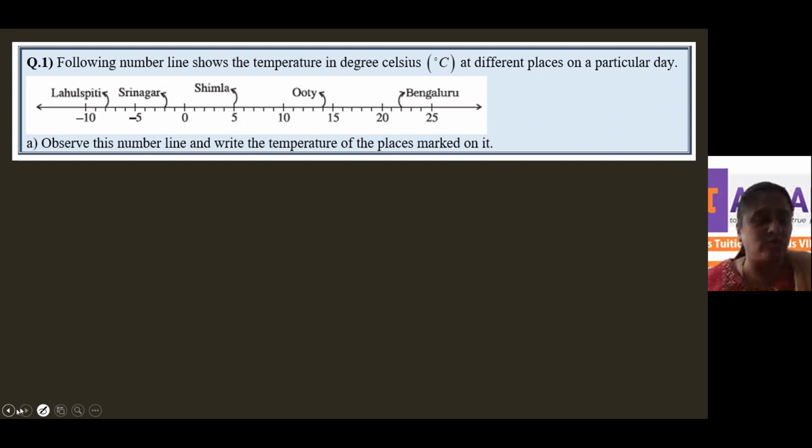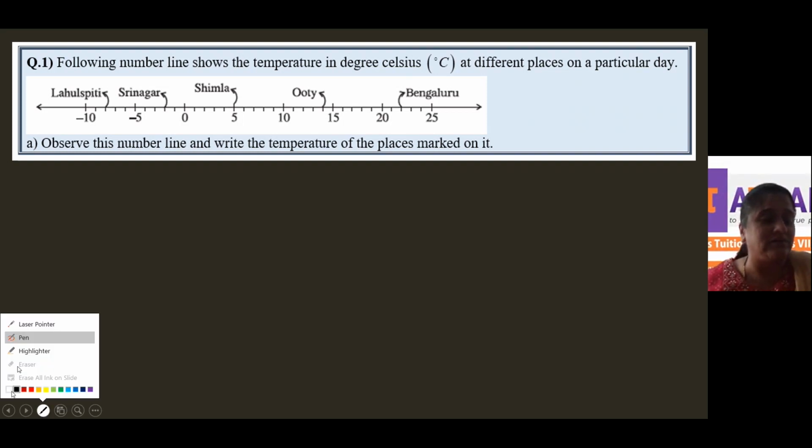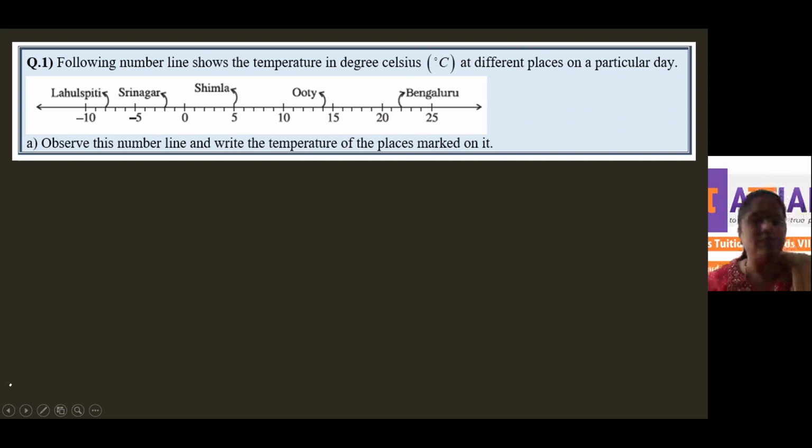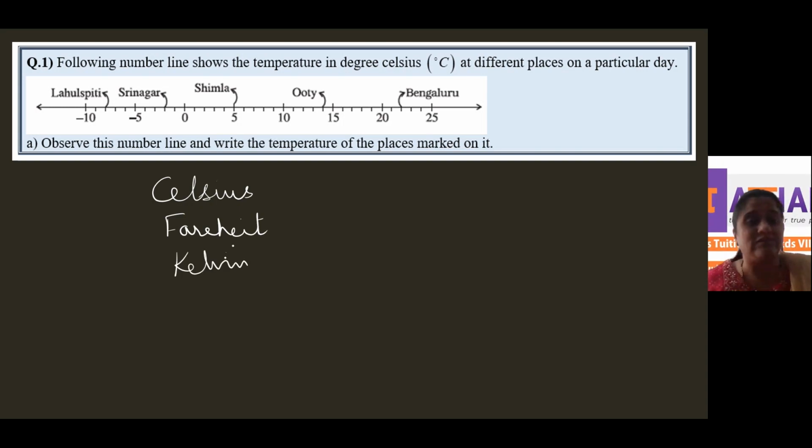So we know there are at least three different scales in which temperature is measured, right? Celsius scale, degree is the unit for measuring temperature, then Fahrenheit, then Kelvin scale. So when you say 32 degrees Celsius, the temperature is measured in the Celsius scale.